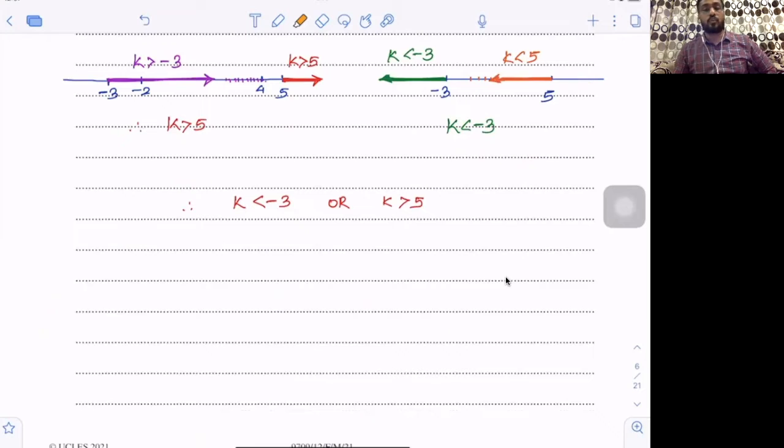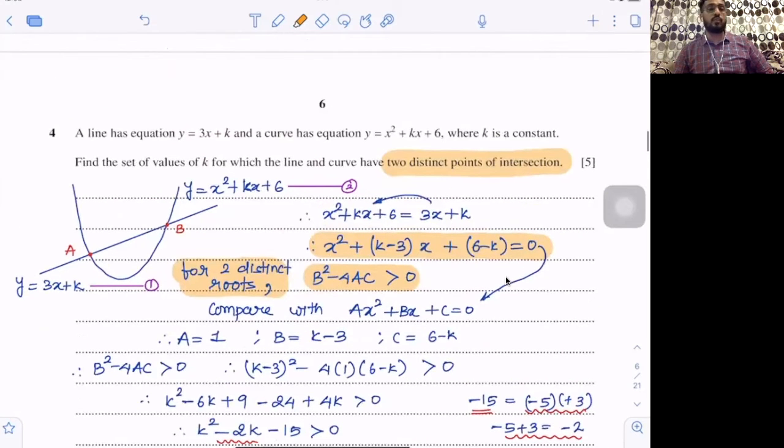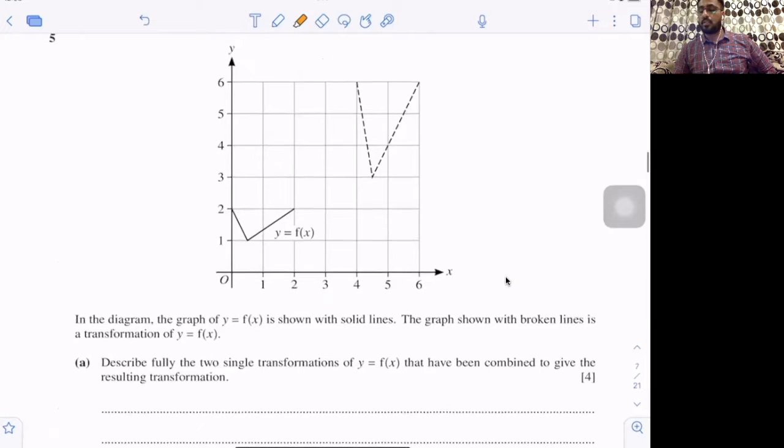For this set of values of k, there will be a quadratic equation which will give you two distinct values of x, and that's why you get two distinct points of intersection. That was question number 4, students, which will fetch you another 5 marks, right? So conceptual understanding is very important while solving the questions. Students, let's go to the next question, question number 5.